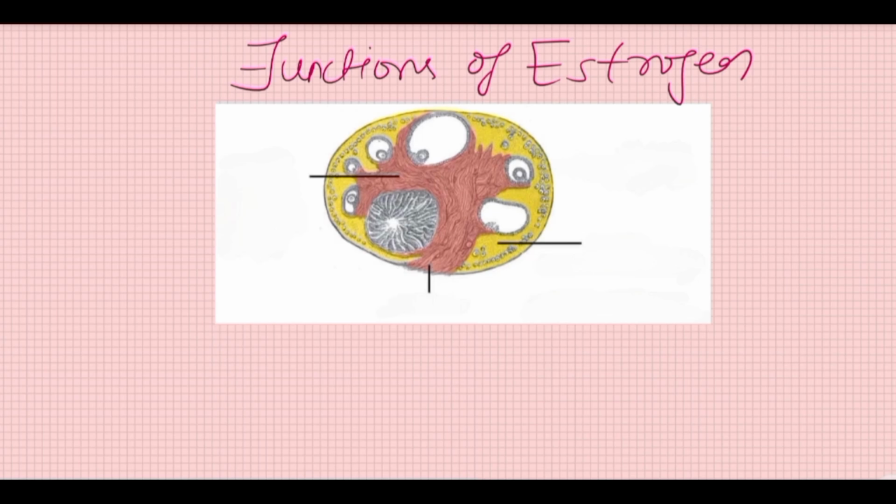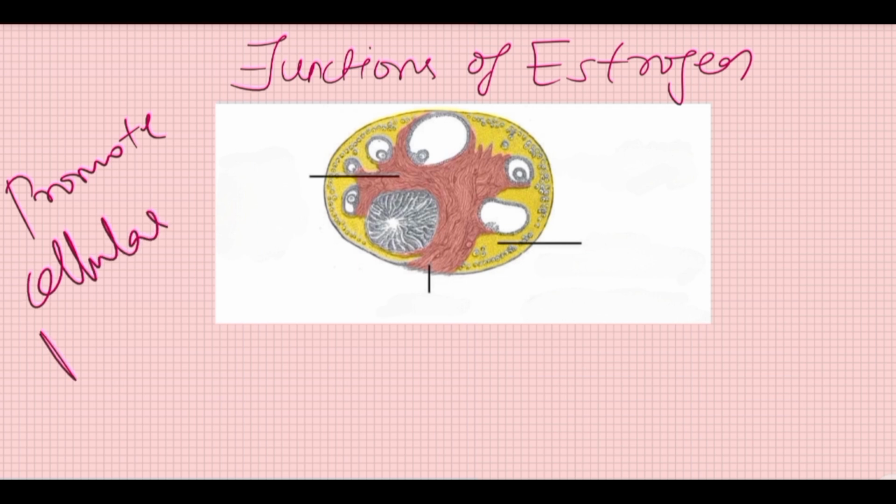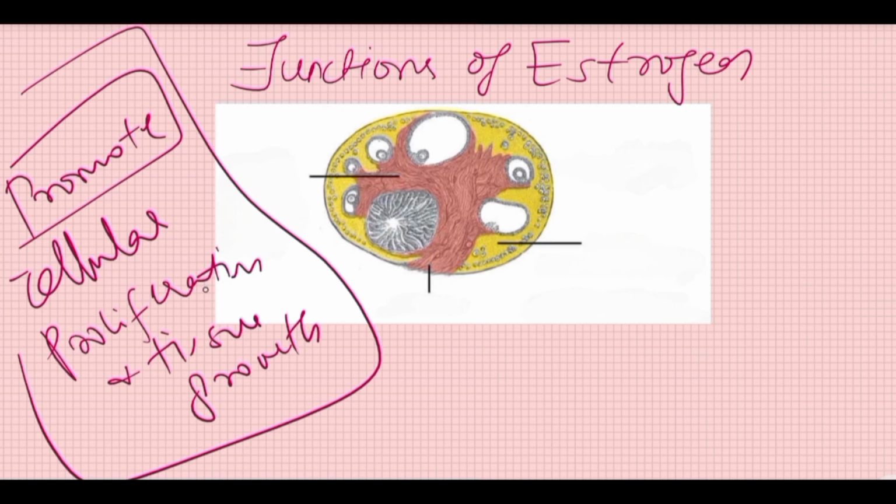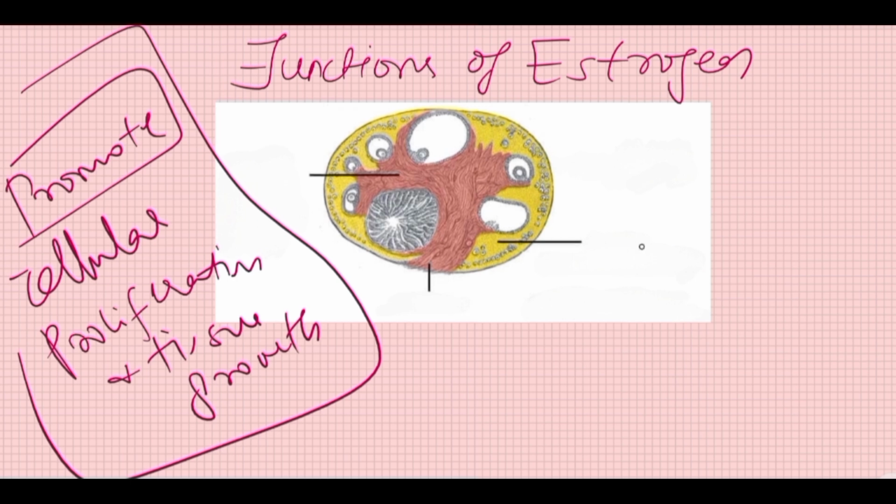Functions of estrogen. The major function of estrogen is to promote cellular proliferation and tissue growth in sexual organs and in other tissues related to reproduction. In childhood, estrogen is secreted in small amounts. During puberty, estrogen secretion increases sharply, resulting in changes in the sexual organs that are called the effects of estrogen.